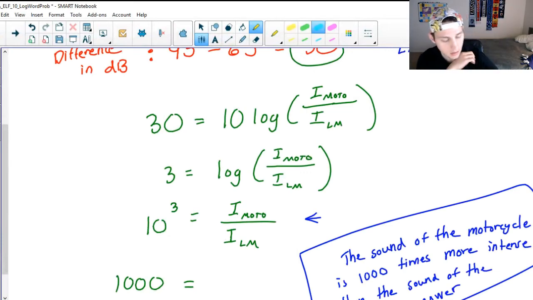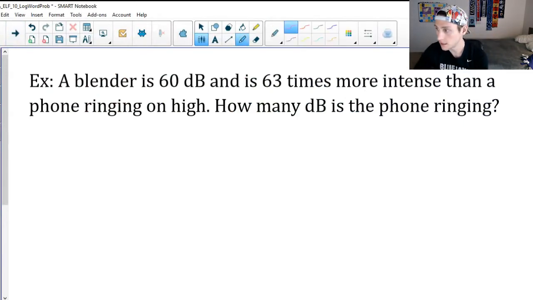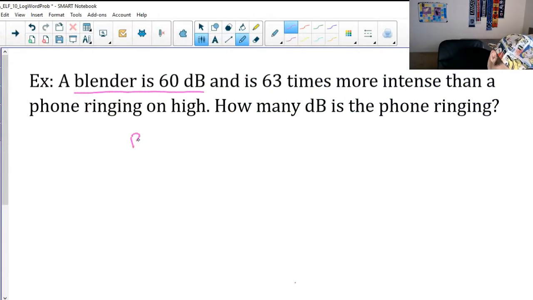But now let's go to our last type of word problem that we'll see, thinking about it slightly differently. All right, so sticking with sound, a blender is 60 decibels and is 63 times more intense than a phone that is ringing on high. How many decibels is the phone ringing? Okay, so I know some information. I have the blender at 60 decibels. I'll go ahead and write that down.